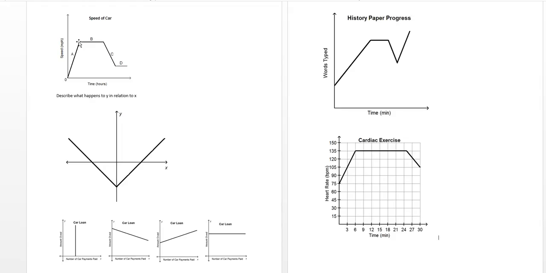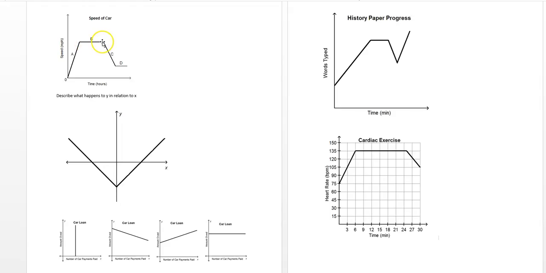When we get to segment B, the speed does this. It's not going up, it's not going down, it's not increasing, it's not decreasing, so it must be staying the same. So the car started out, sped up, increased the speed, got to a certain speed, maybe they were on the highway, and the speed stays the same for a while.